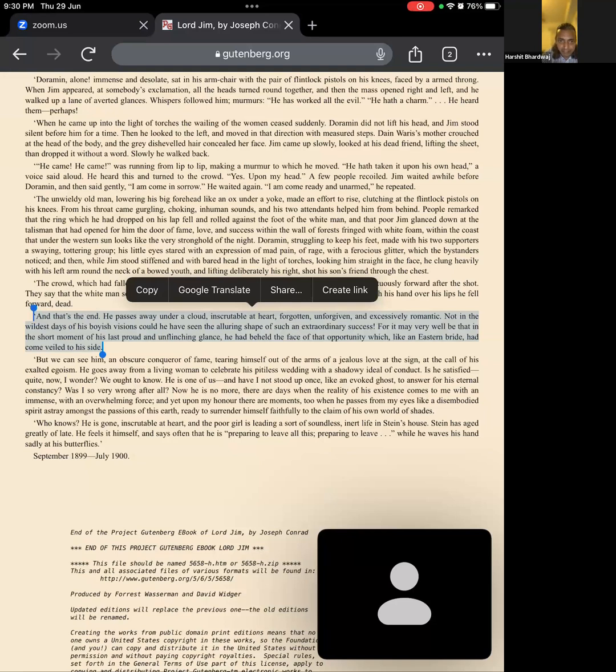He passes away under a cloud, inscrutable at heart, forgotten, unforgiven, and excessively romantic. Not in the wildest days of his boyish visions could he have seen the alluring shape of such an extraordinary success. For it may very well be that in that short moment of his last proud and unflinching glance, he had beheld the face of that opportunity which, like an Eastern bride, had come veiled to his side.